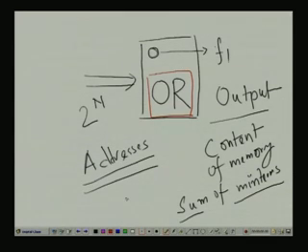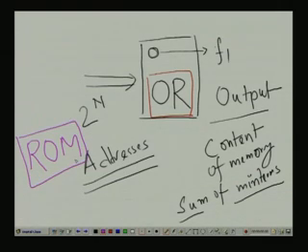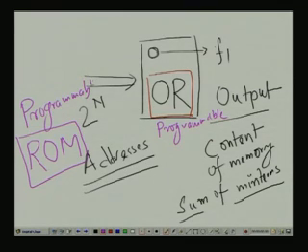So, what we are actually getting is nothing but an address and the content of memory. So, this is as if a read only memory, the ROM. And as the OR is programmable, this is also a programmable ROM. So, the programmable PLD is a programmable ROM, or PROM.